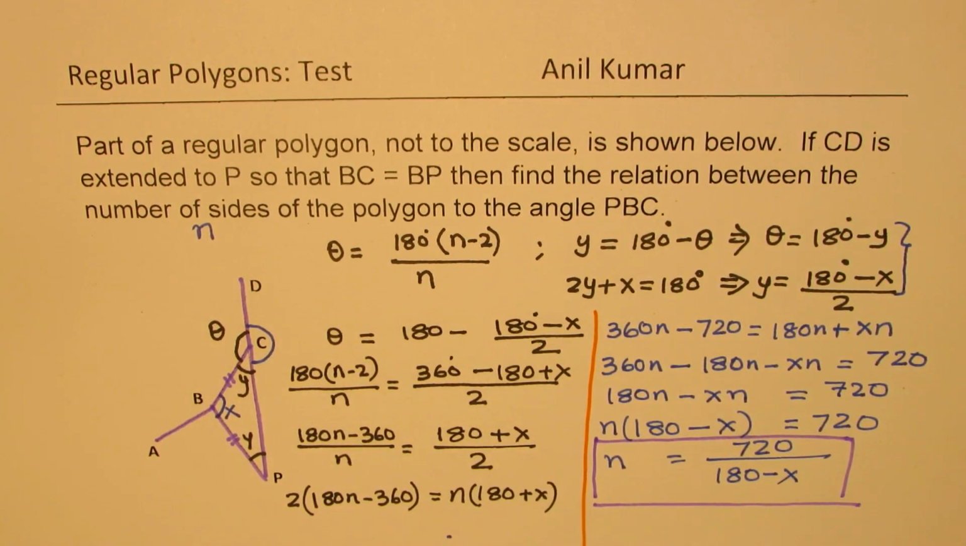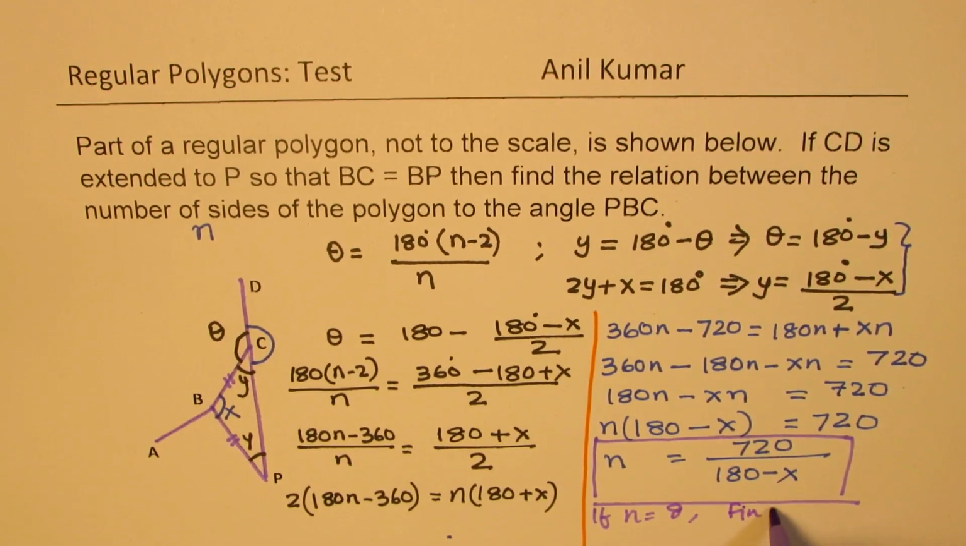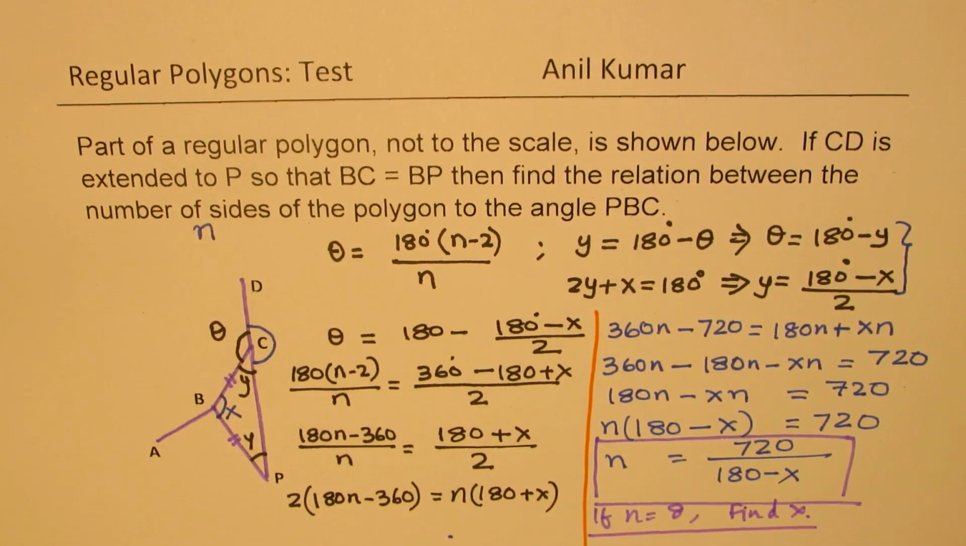Perfect? And that is how we could do it. So I hope that works. Now you could verify what happens if n is, let us say, 8, and find x. That could be one of your questions, right? So you could work on this. But I hope you understand all these steps involved to find the relation between the number of sides and this angle x in the given situation.